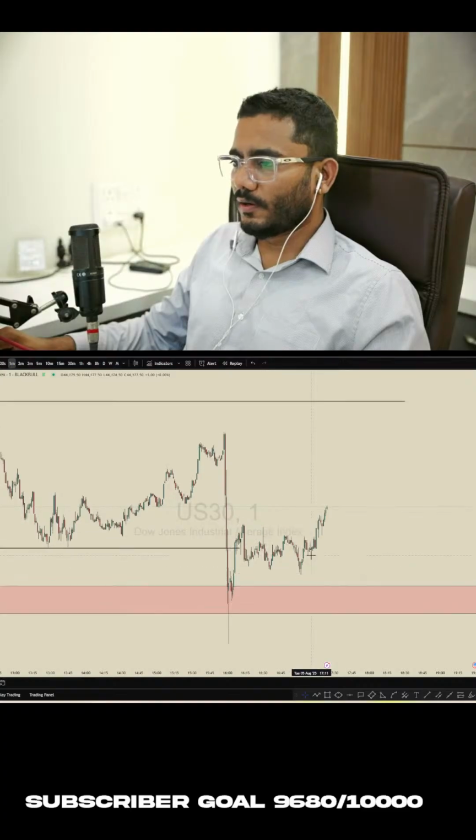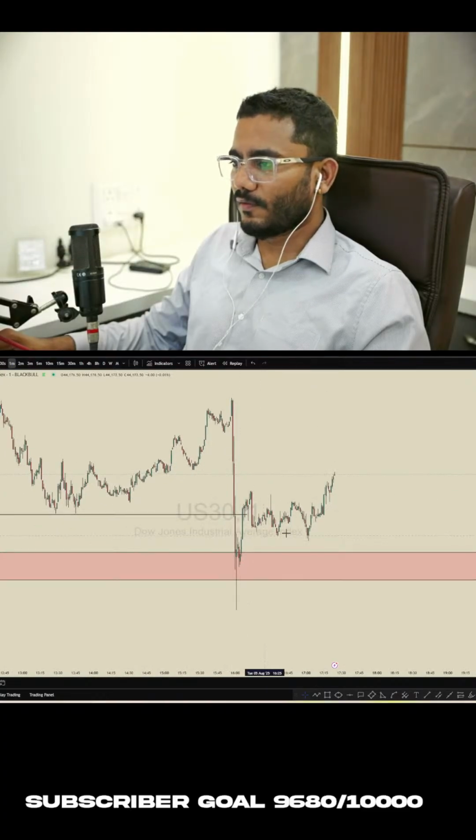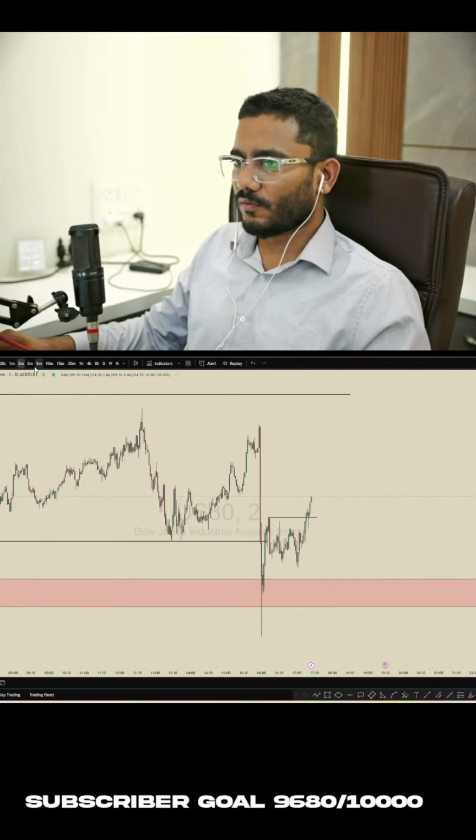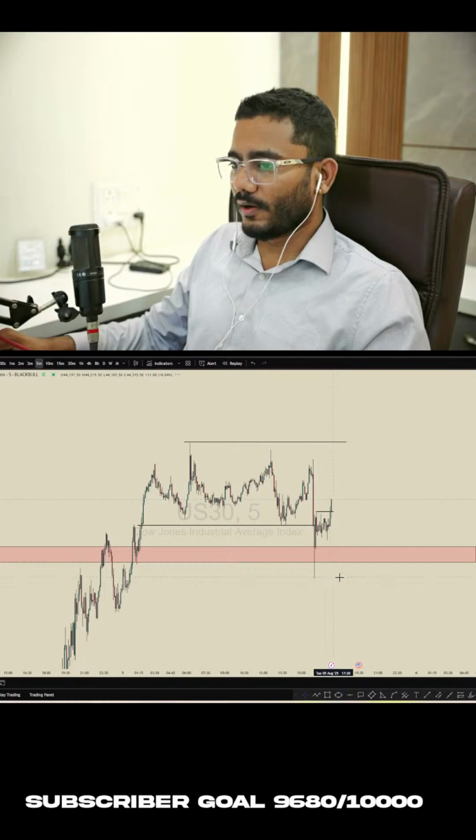If you go to 1 minute, price has already tapped this area and gave us a breakout structure. So we'll wait for price to create more structure, so we can use that for our entry.